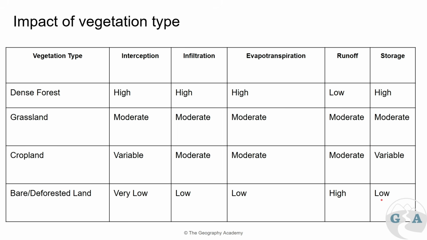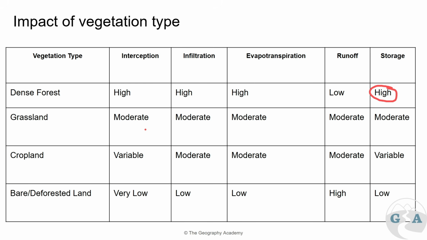So the impact of the vegetation type on this as well. Definitely when we see any area that has a climate that should have a dense forest. If it does have a dense forest, it tends to lead to high interception, high infiltration, high evapotranspiration, and low runoff. This means that the amount of water in the stores are very high.